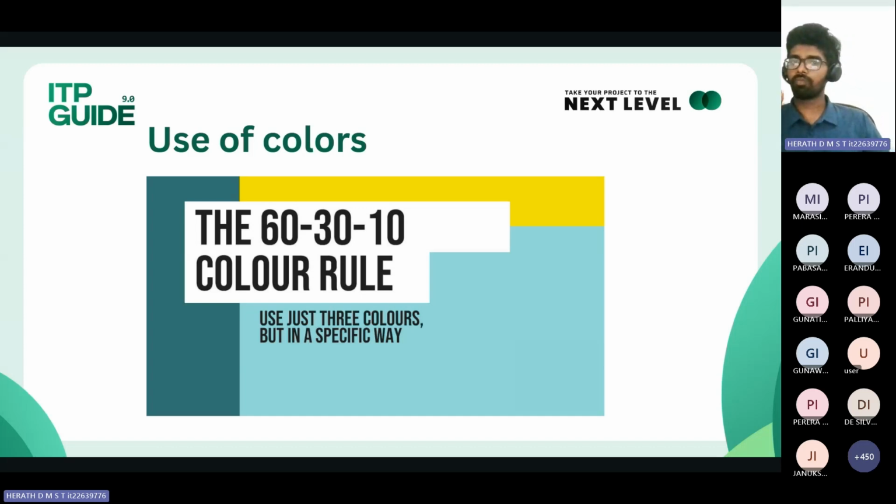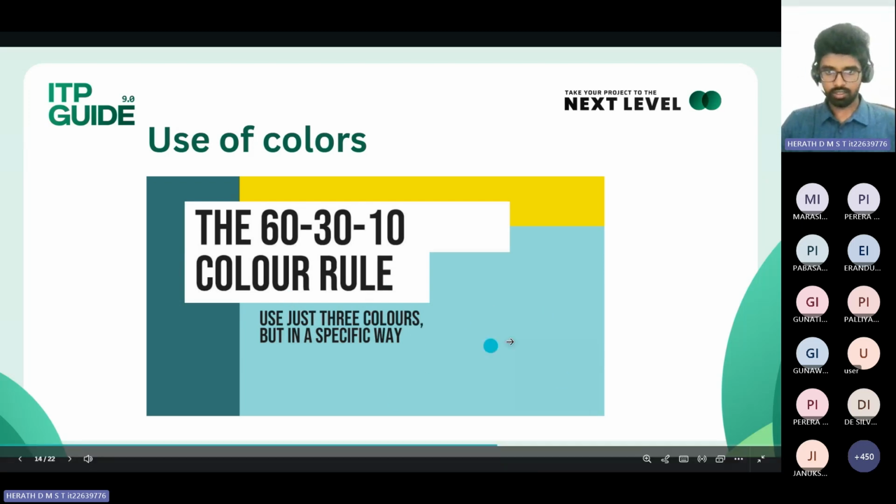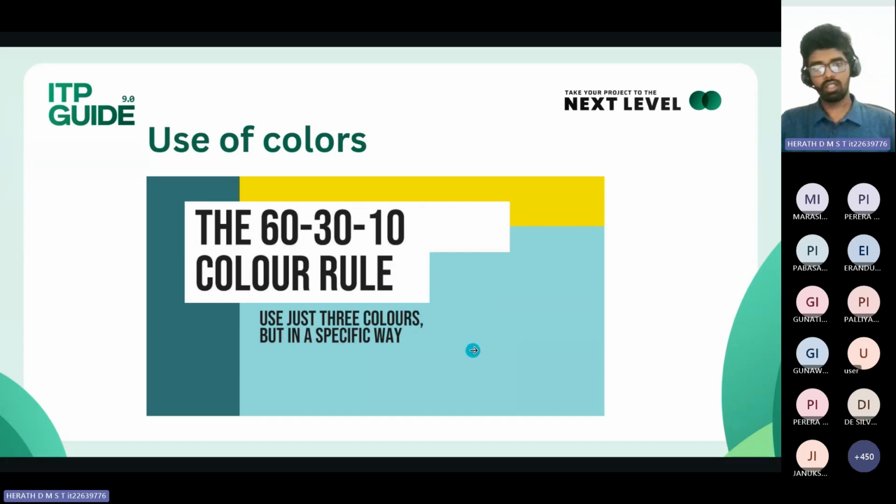In order to avoid this kind of problem, we have a rule called the 60-30-10 rule. Here, we use 3 colors. One color we use for 60% of the design, the second color for 30% of the design, and the other one for 10% of the design. In this image, you can see the light blue, light green color is used for 60%, the dark green color is 30%, and the yellow is 10%.